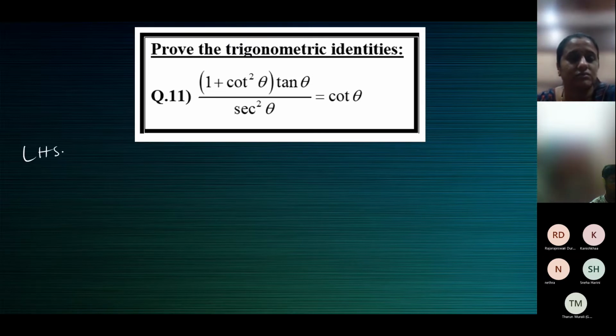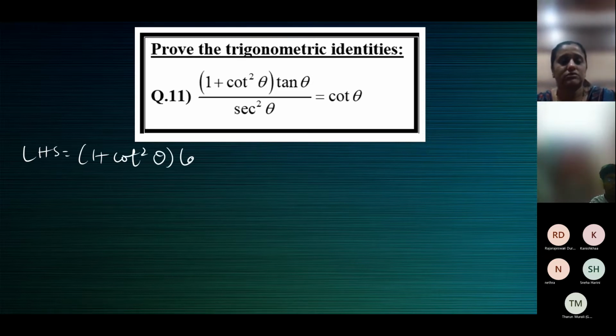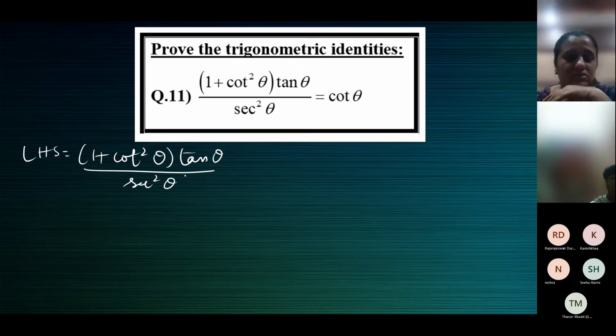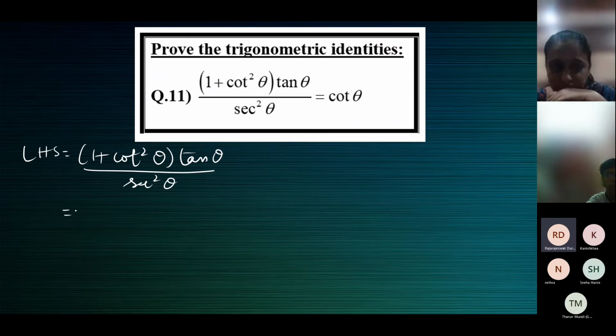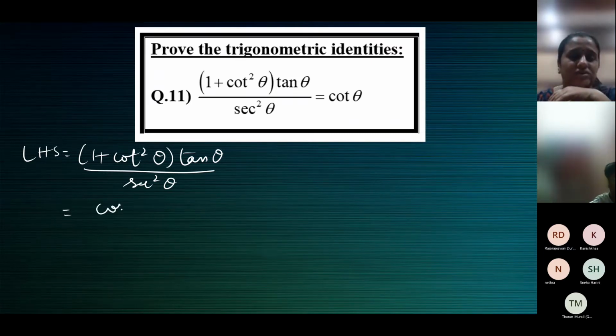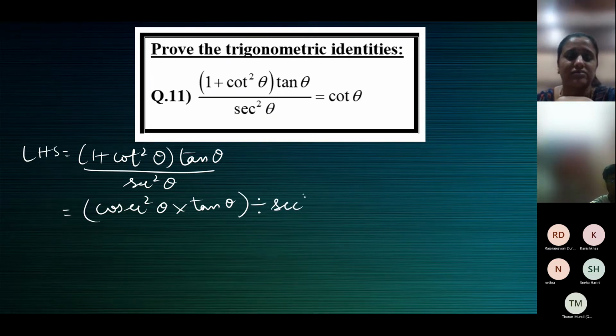Yeah, children, tell me, what will you do? What is 1 plus cot square theta? Cosecant square theta. So we have cosecant square theta into tan theta divided by secant square theta. Now tell me, what is cosecant square theta?